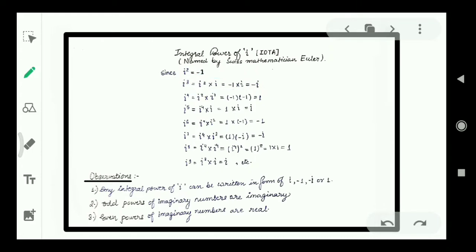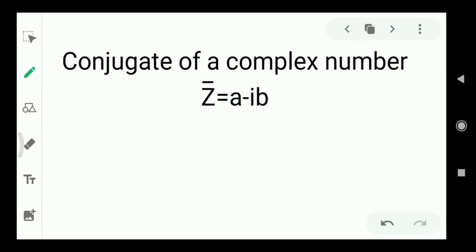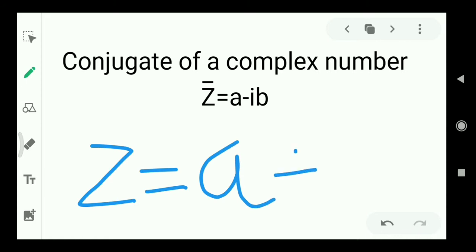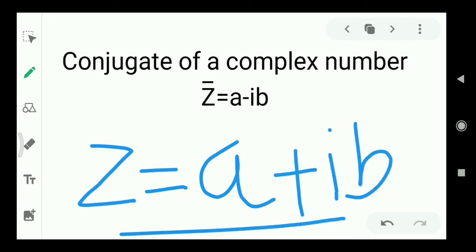Next, we will discuss what is a conjugate of a complex number. It is denoted by z bar, a line on the z, known as z bar. This is a complex number which is known as the conjugate of a complex number. The sign in the notation of the complex number is changed. The complex number is this and the conjugate complex number is this.